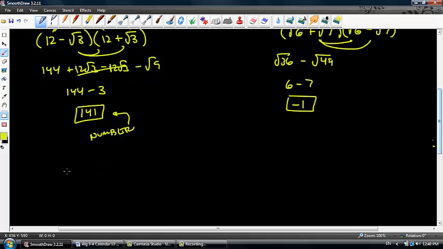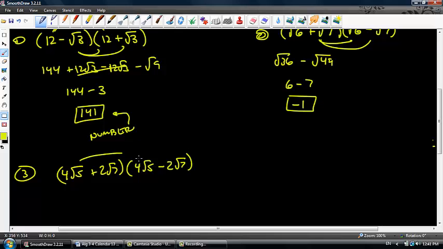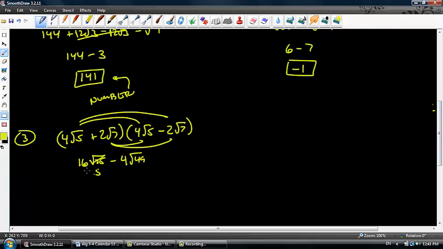Let's do a harder conjugate. That was 1, that was 2. This is the number 3 conjugate, which is 4 rad 5 plus 2 rad 7 times 4 rad 5 minus 2 rad 7. So that's going to be 16 times rad 25. That's going to cancel, minus 4 rad 49. So 16 times 5, well, that's 80, minus 28. So 80 minus 28 is 52.